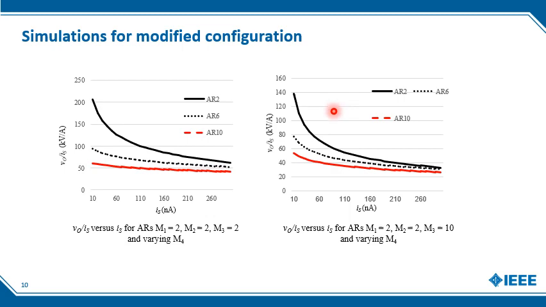In the modified configuration, the aspect ratio of each one plays a huge role, and several different combinations can be used. So for this one, I increased M3 to 10, and compared to when M3 was 2, it was found that the gain dropped significantly, by over 60 kV/A, 60 kilovolt per ampere.